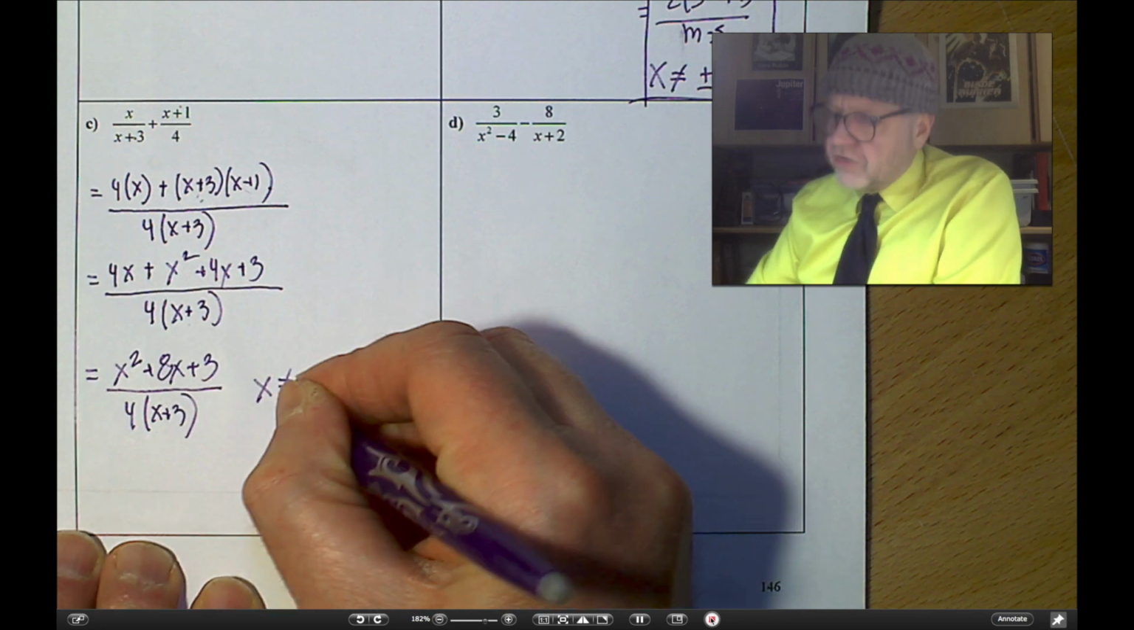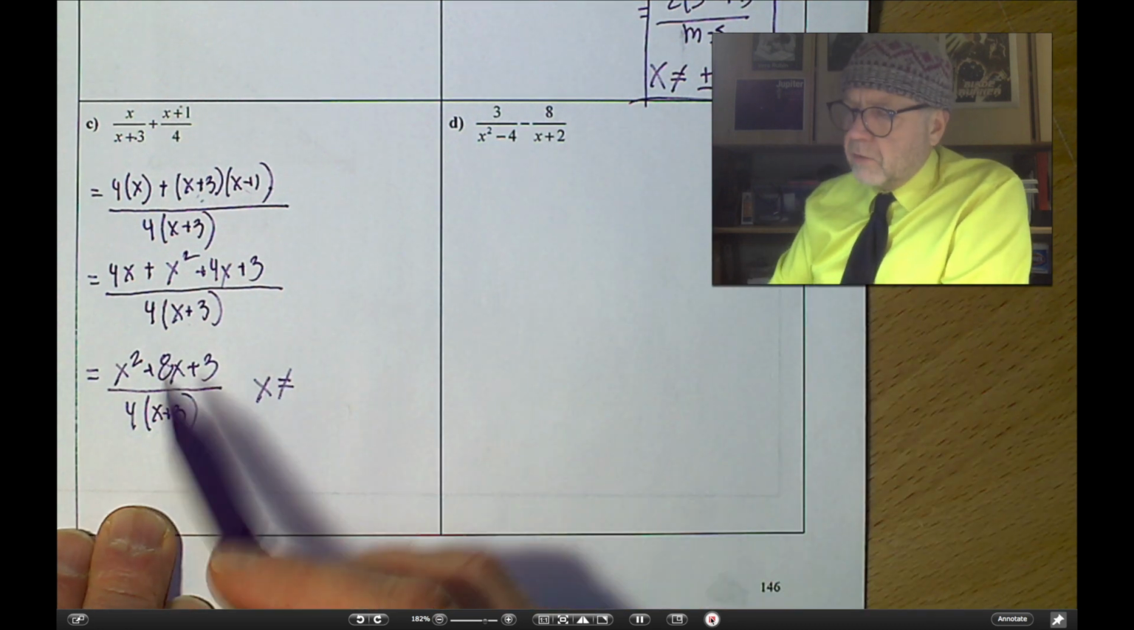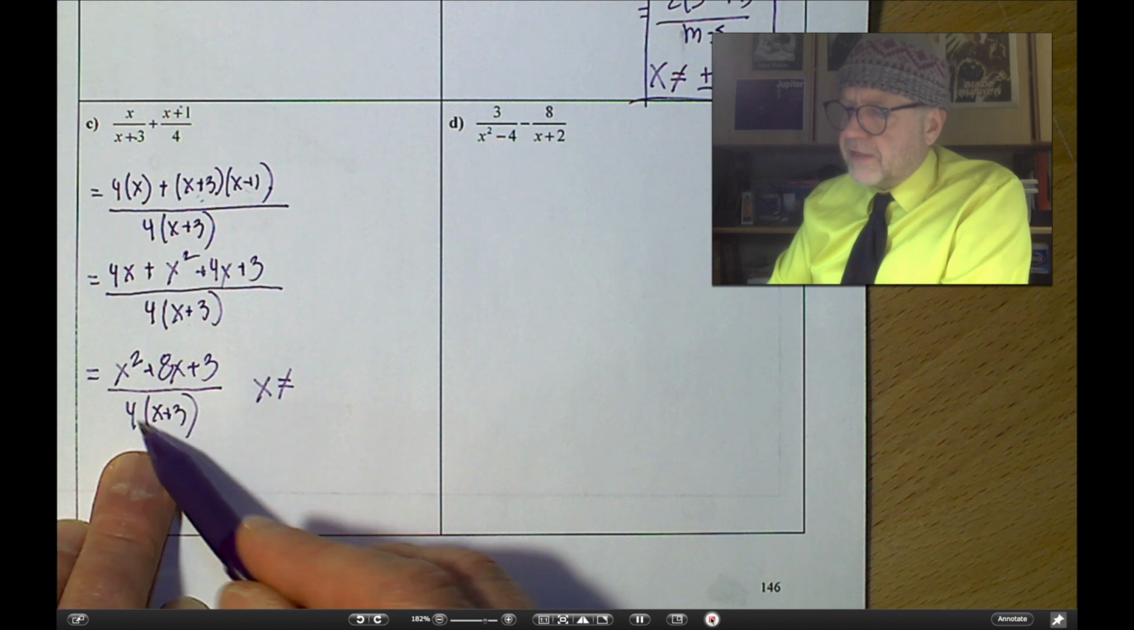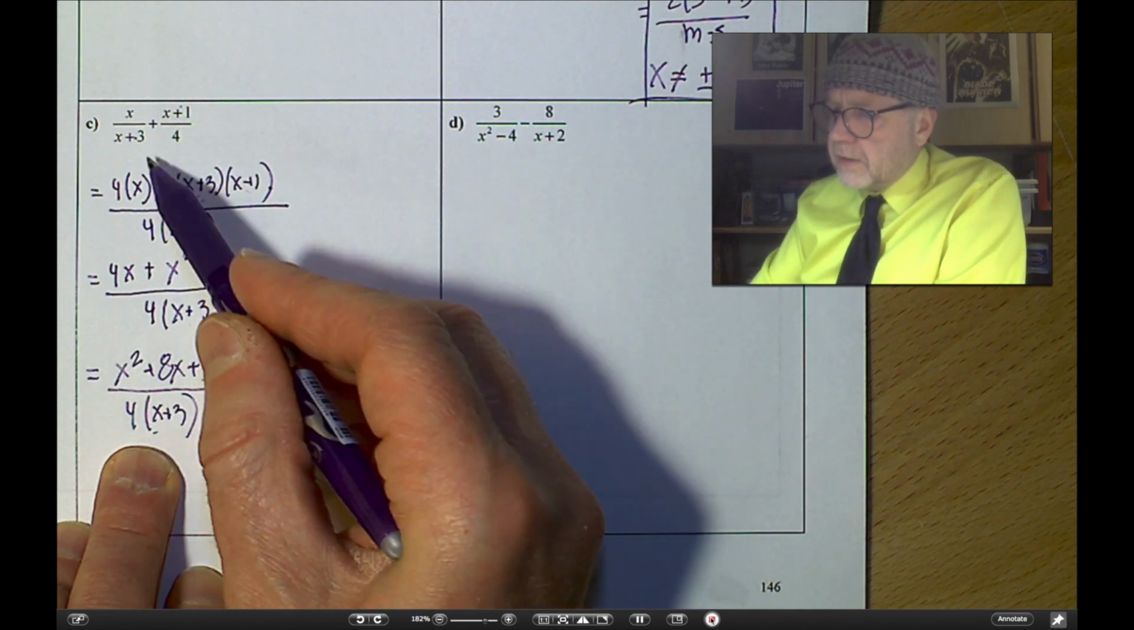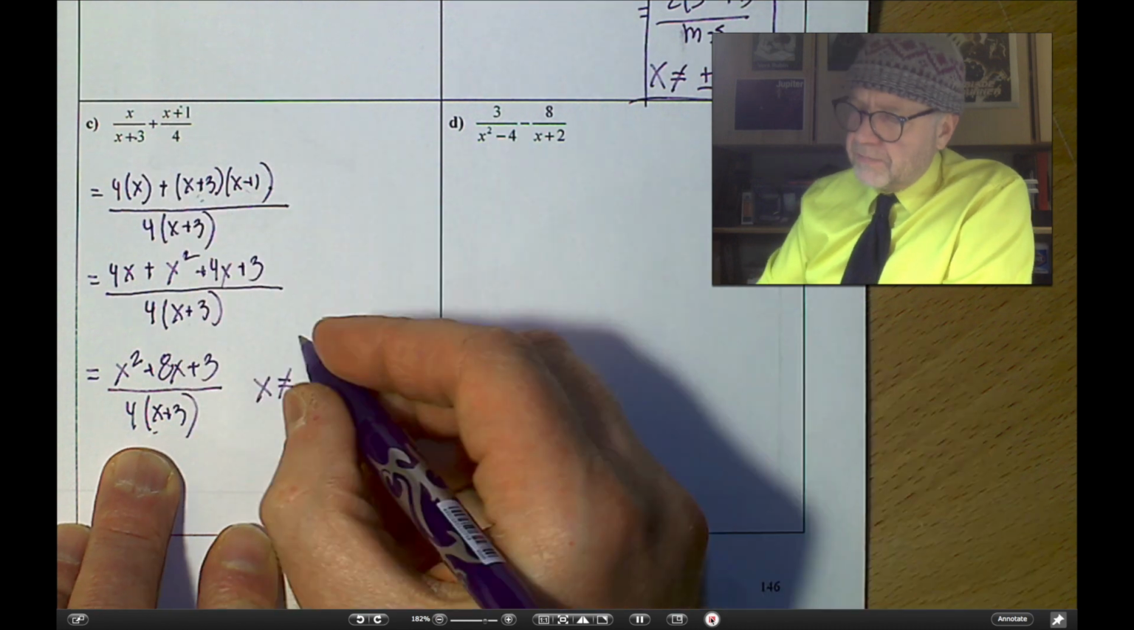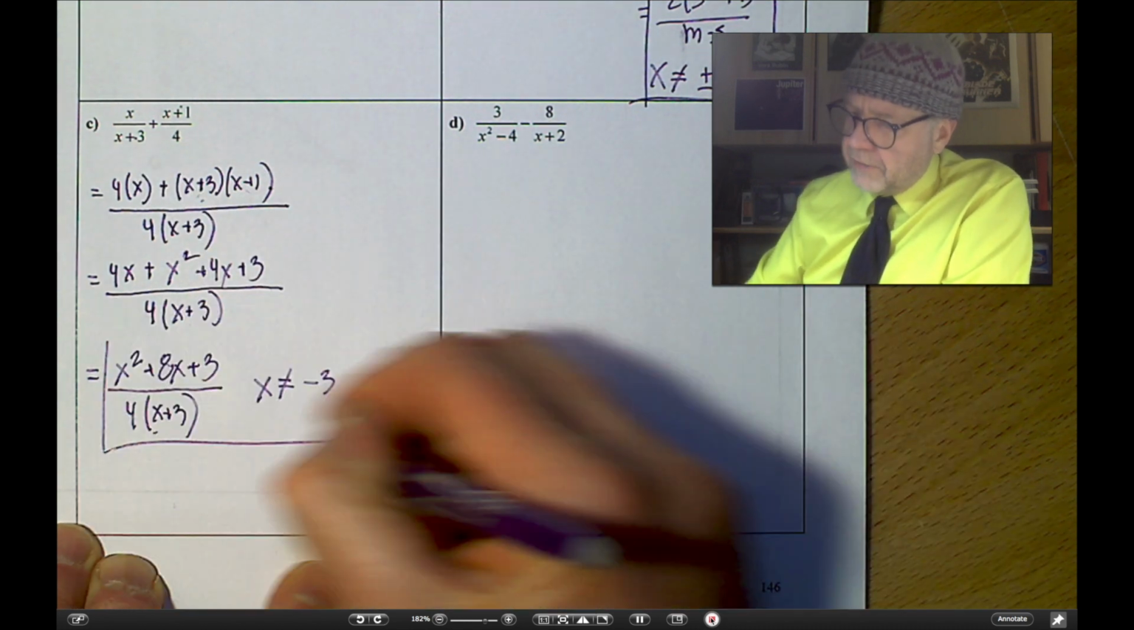What are my restrictions on x, my non-permitted values? Well, if x were -3, then this would be 0. We can't have that in the denominator. Same thing here, same thing here, same thing here. So x may not be equal to -3.